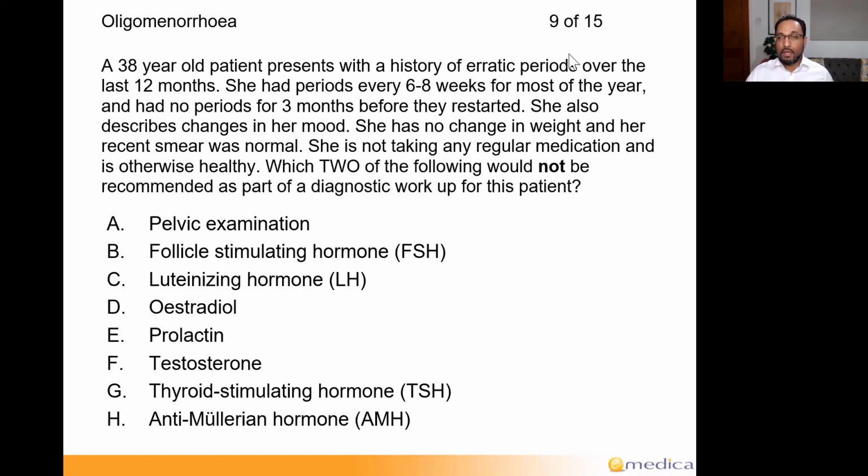And what we've got is someone with erratic periods for about a year. Sometimes it comes at 6 weeks, 8 weeks, sometimes no period for a long time. Also got various changes in mood, weight, things like that, okay?